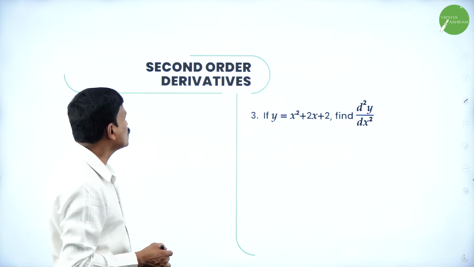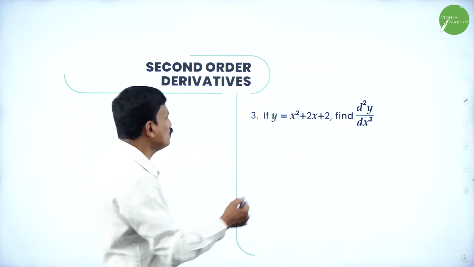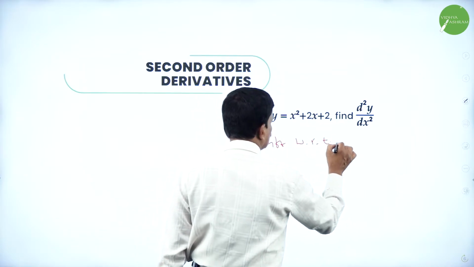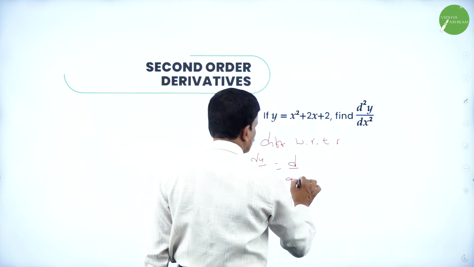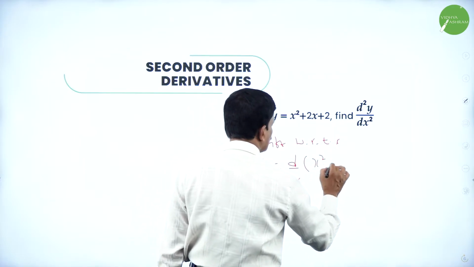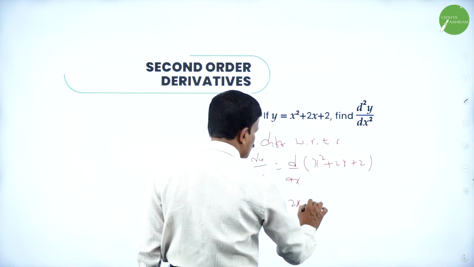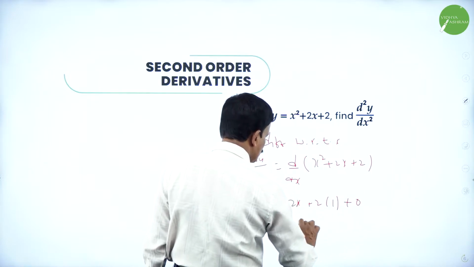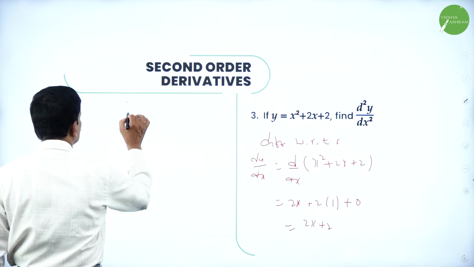If y is equal to x square plus 2x plus 2, find d square y by dx square. Very simple problem. Differentiate with respect to x. Differentiating with respect to x, then what we will get? dy by dx is equal to term by term differentiation, d by dx of x square plus 2x plus 2. So here differentiation of x square is 2x, plus 2 into differentiation of x is 1, plus 2 constant, 0. This is 2x plus 2. dy by dx is equal to 2x plus 2.